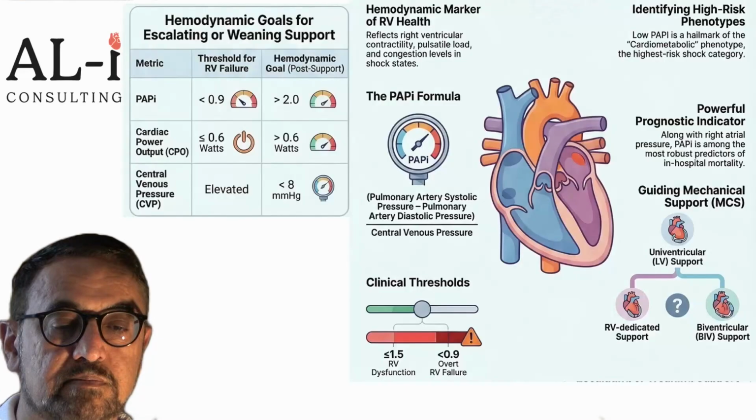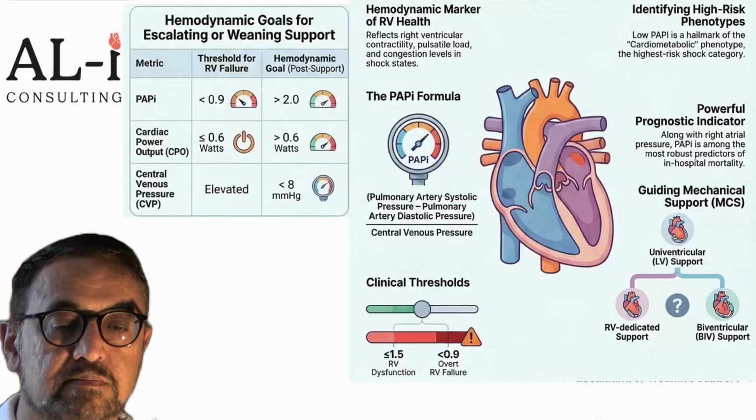Pulmonary artery pulsatility index is calculated by subtracting pulmonary artery diastolic pressure from pulmonary artery systolic pressure and dividing by the central venous pressure. This is a hemodynamic marker of right ventricular health. It reflects right ventricular contractile function, pulsatile load, and congestion levels in shock states. High-risk phenotypes are identified when the PAPI is less than or equal to 1.5. If it is less than 0.9, the patient is in overt right-sided failure. This is a powerful prognostic indicator. Along with right atrial pressure, this is one of the most robust predictors of in-hospital mortality.